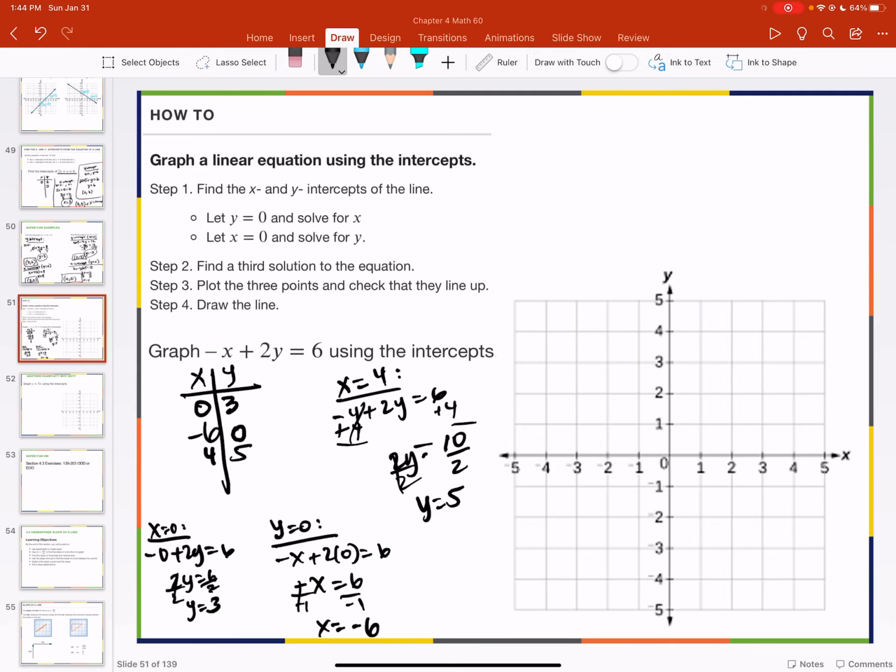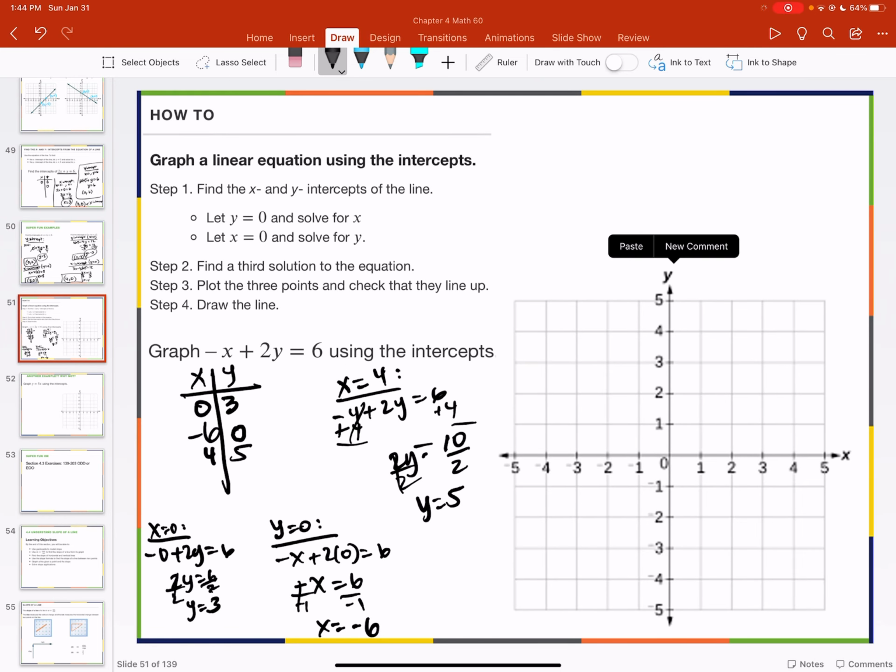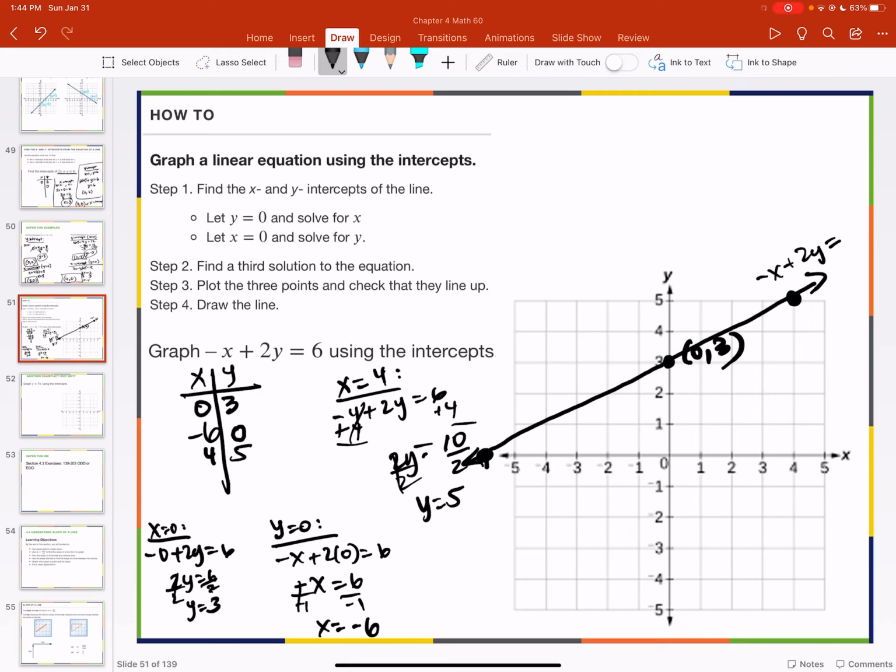Okay, so 0, 3 is up here. So here's 0, 3. Okay, that's one intercept. The other one is negative 6, 0. So that's like over here. Okay, and then 4, 5 is up here. So we'll just go through these 3 points right here. Yep. And that's the line negative x plus 2y is equal to 6.